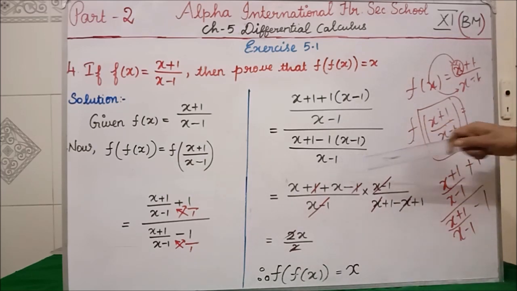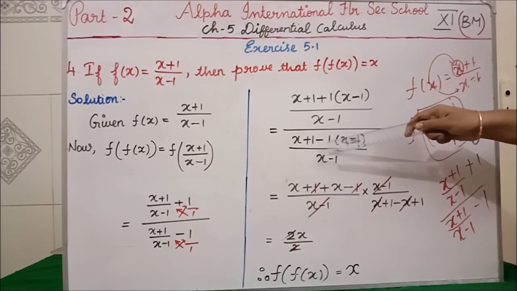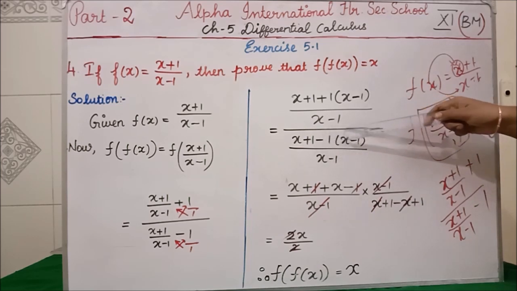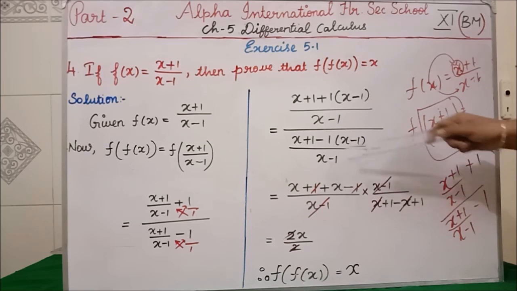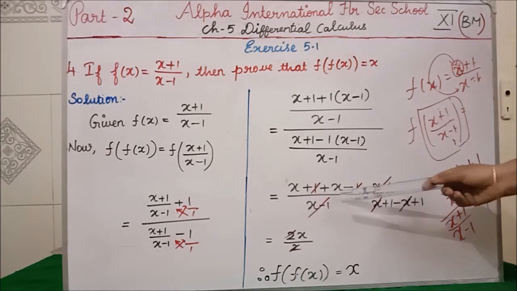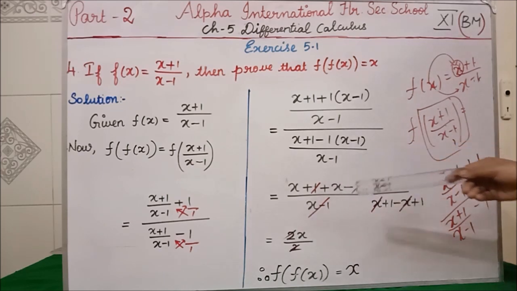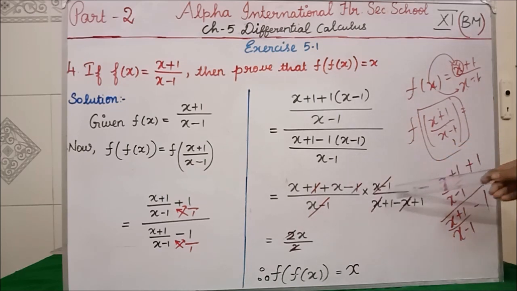So I have written x minus 1 divided by x plus 1 minus, if it goes inside, minus 1 into x is minus x, minus into minus is plus 1. Clear? Divided by x minus 1. Now you see this x minus 1 and this x minus 1 will get cancelled. This plus 1 and minus 1 will get cancelled. Here plus x and minus x will get cancelled.